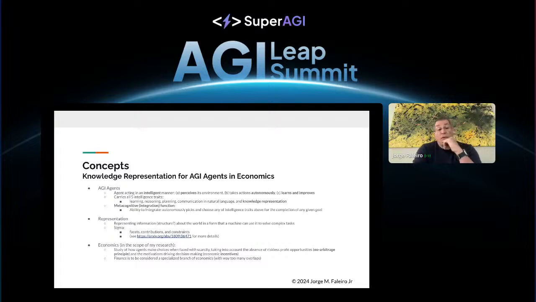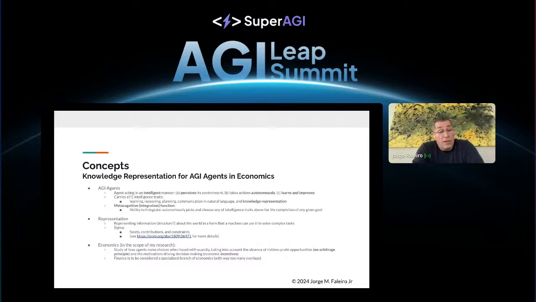Important to move forward is to pin a few concepts in terms of the scope of the conversation here. Things in general are moving fairly fast. Ideas and concepts are changing. So let's pin down a few specifics we're using here. First, what's an AGI agent to us? It is an agent that acts in an intelligent manner, that has to perceive, act, and learn and improve with time, right?